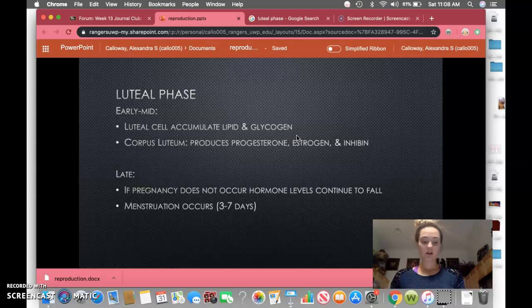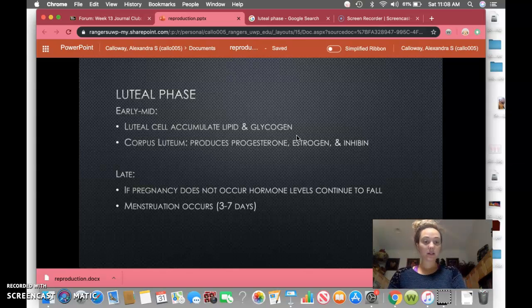at this point, but the combination of estrogen and inhibin exerts a negative feedback loop on the hypothalamus, so the secretion of GnRH, and then the pituitary gland, which is LH and FSH. So estrogen and inhibin will cause the downregulation of those hormones from being produced.